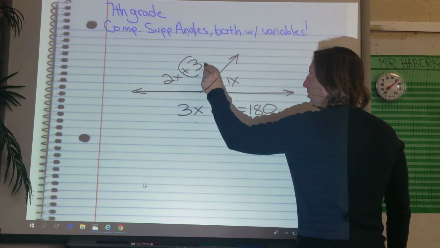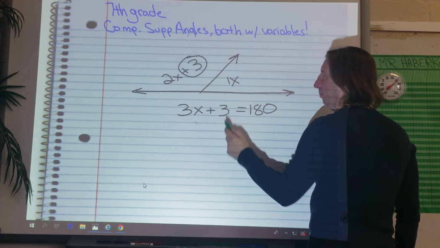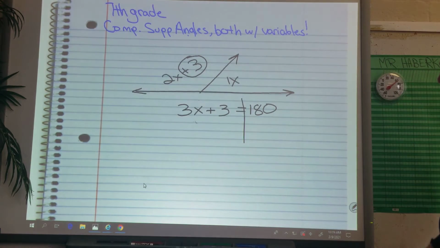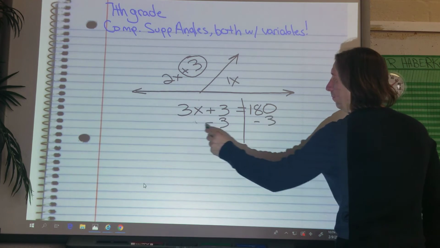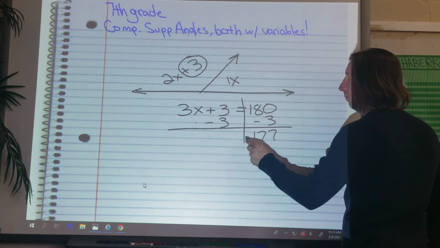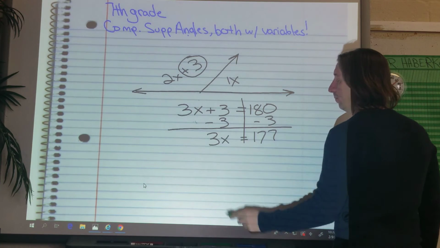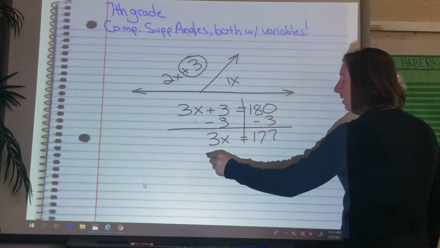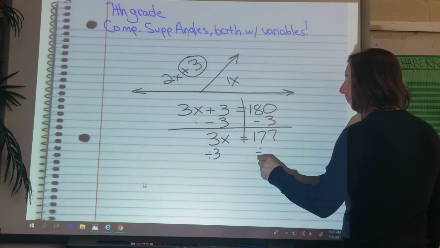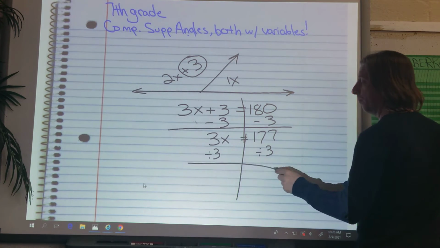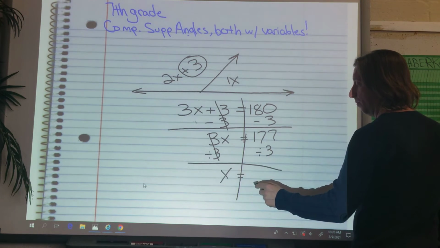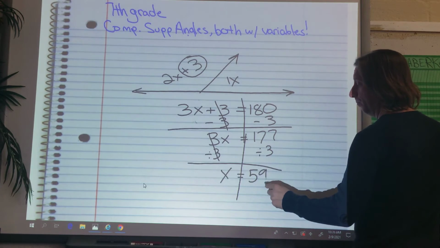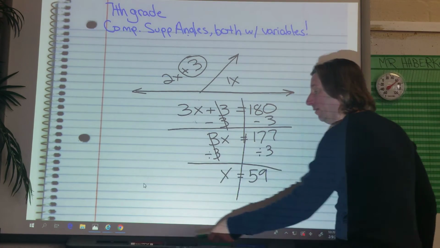And then what other numbers are left over? Okay, so we added our x's together, then we have a 3 left. And we solve it. Okay, divide by 3, right? Those cancel out, those cancel out. X is 59.